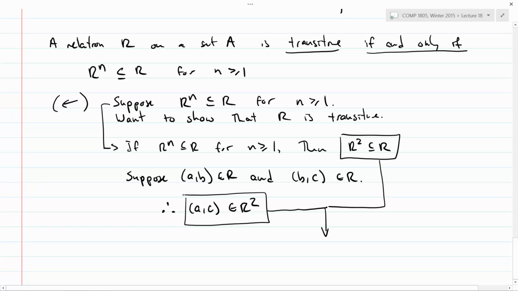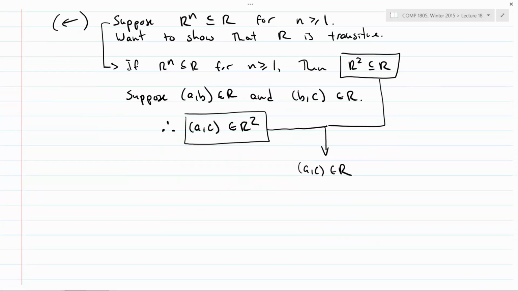So if I combine these two facts, then AC is in R. Right? AC is in R squared, and anything that's in R squared is also in R. Therefore, AC has to be in R. And that's exactly what I wanted to show, because now I've shown that if AB is in R and BC is in R, then for sure AC is in R. And I didn't say anything about what A, B, and C were. They could be anything. So therefore, R is transitive.